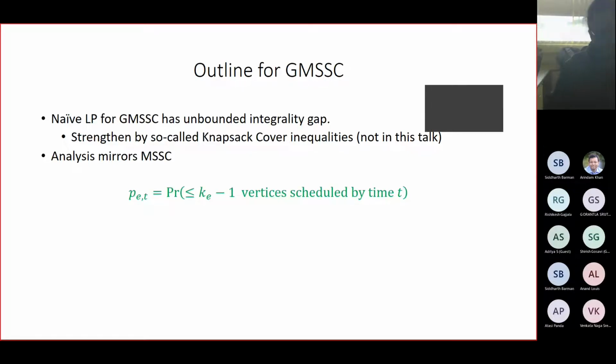So let's just see what it looks like. Again, we're looking at the probability that a given edge is not covered at a given time. So P_et is that probability.